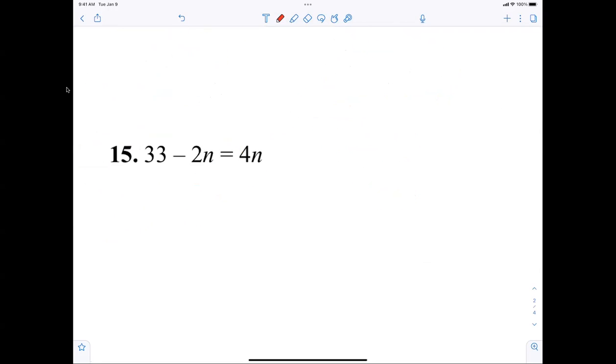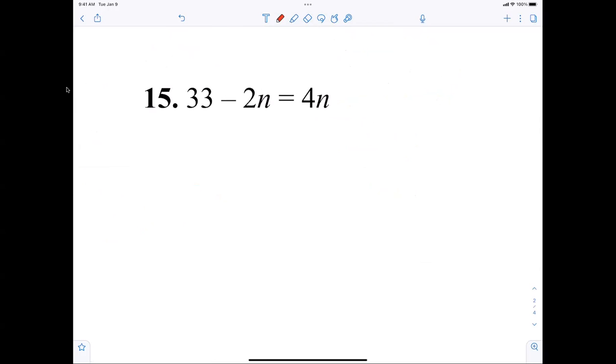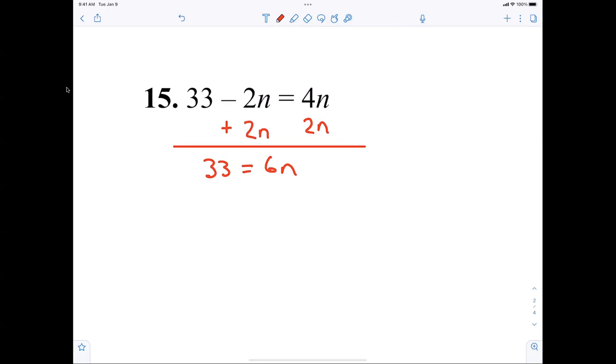Okay. So 15. Tell me. So I added 2n to the 4. Yes, we're adding 2n. Everybody just goes down and adds 2n. So then you have 33 equals 6n.